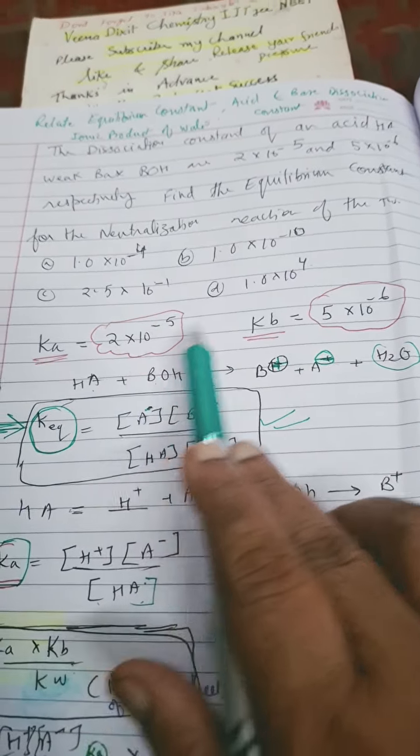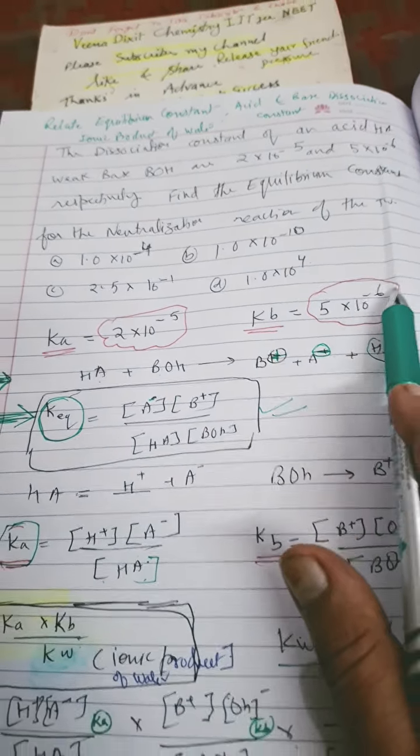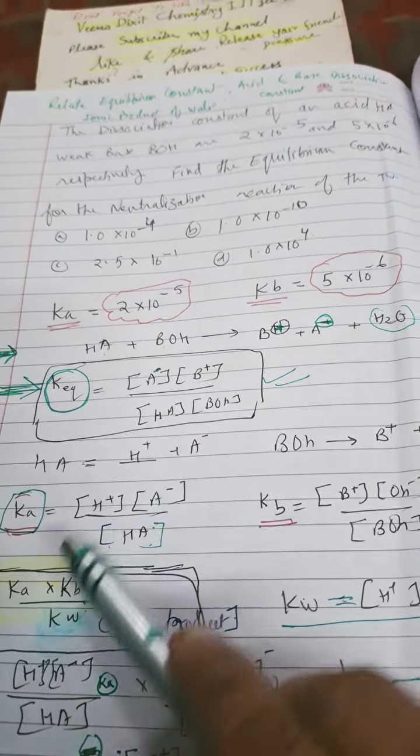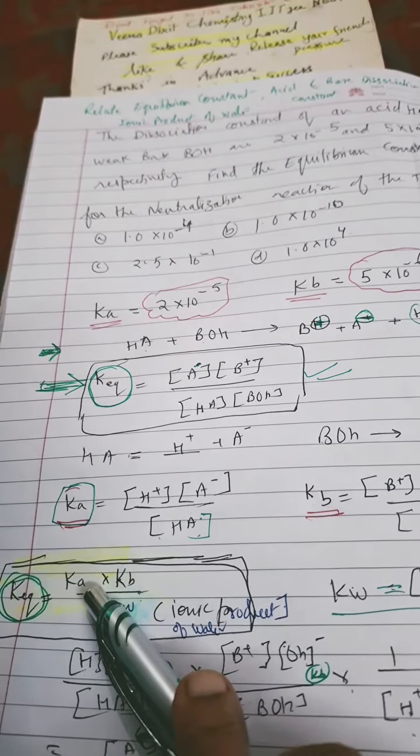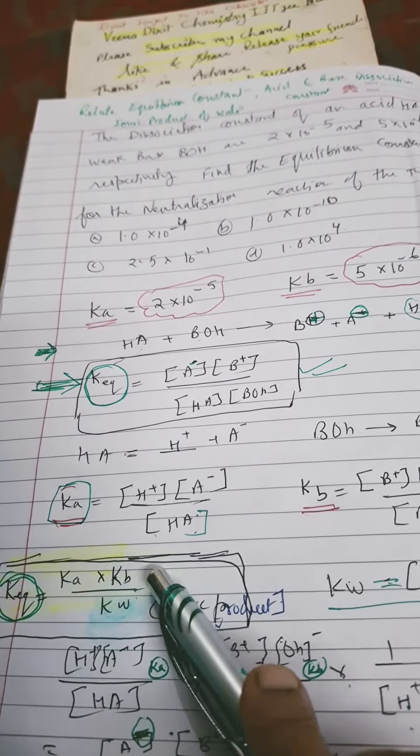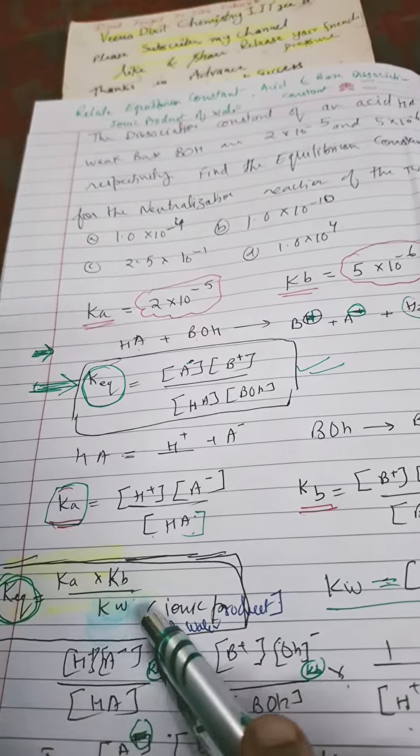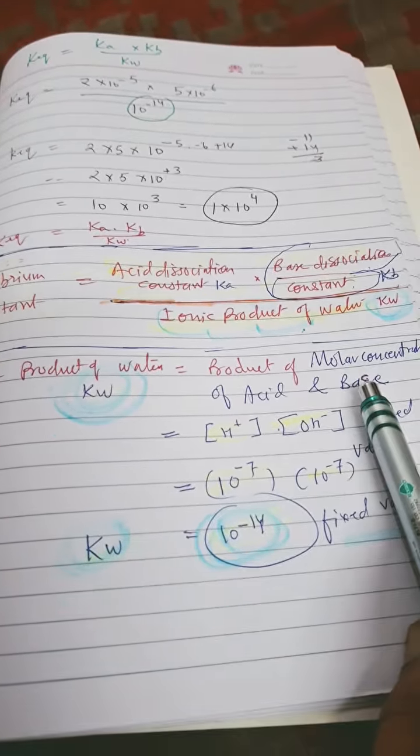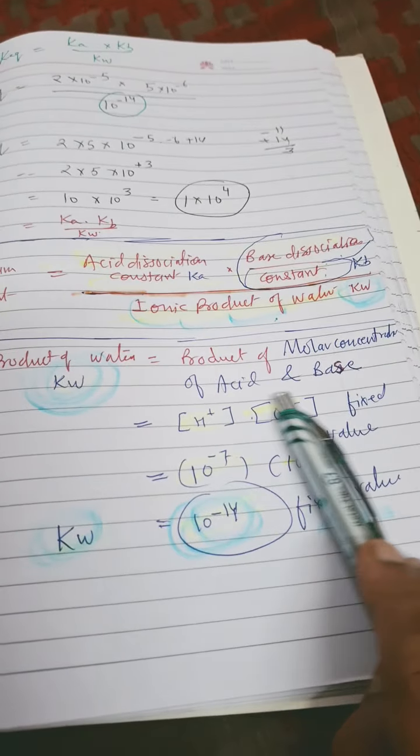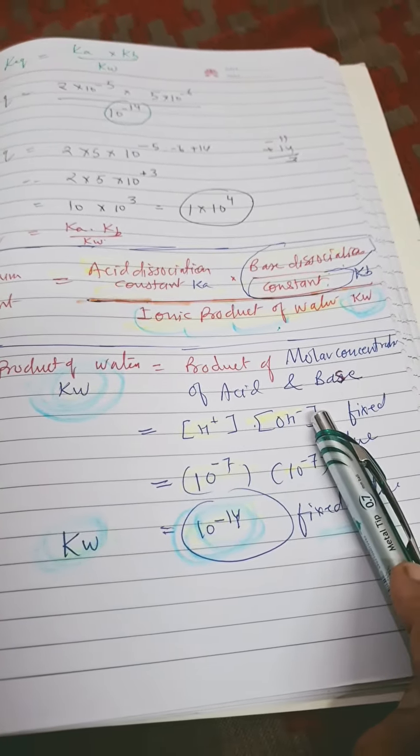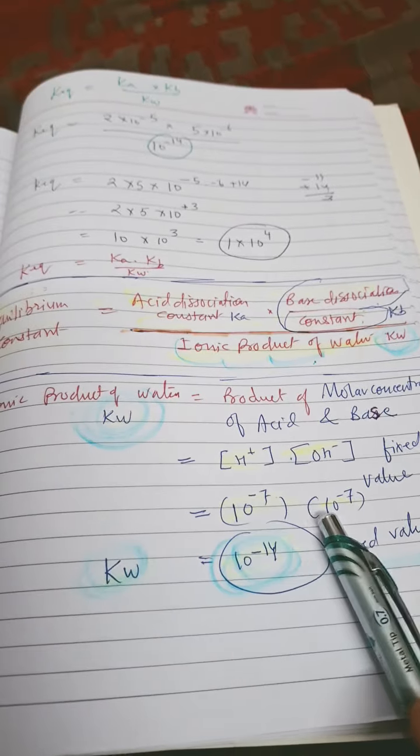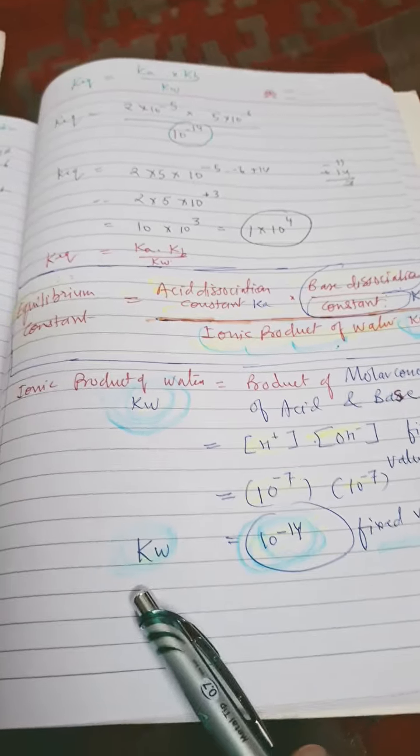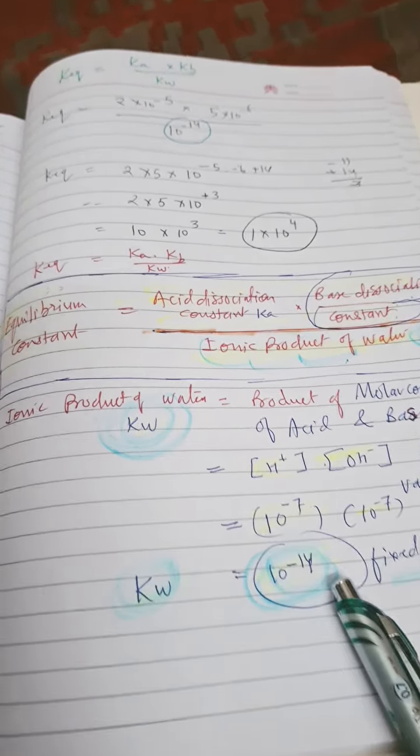Ka is 2 into 10 to power minus 5, Kb is equal to 5 into 10 to power minus 6. In the previous video we discussed how K equilibrium is equal to the product of acid dissociation constant and base dissociation constant divided by Kw, the ionic product of water. The ionic product of water is equal to the product of molar concentrations of H positive and OH negative. In neutral solution they are always fixed, 10 to power minus 7 both of them, so Kw will be equal to 10 to power minus 14.